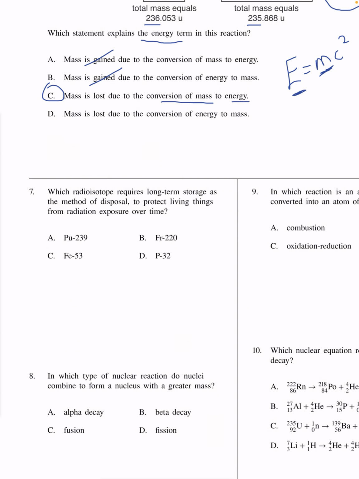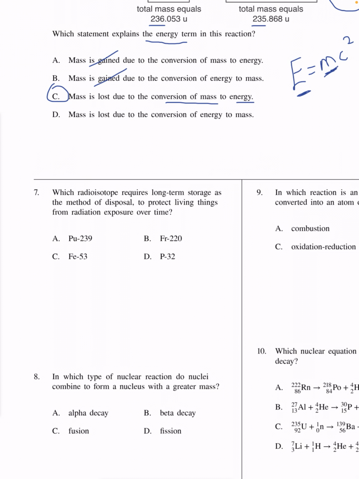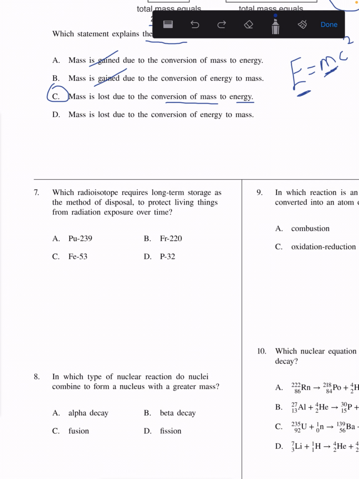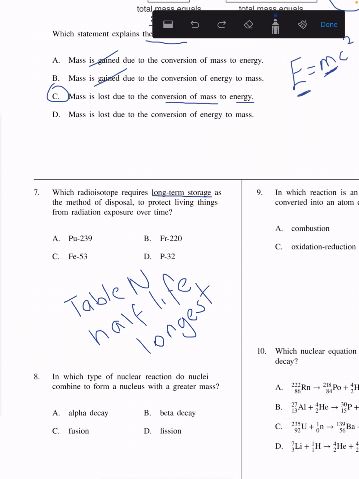Number 7. Which radioisotope requires long-term storage as the method of disposal to protect living things from radioactive exposure over time? For this one, long-term storage, you need to go to Table N and compare the half-lives. The one with the longest half-life will require the long-term storage. You will find the longest half-life.